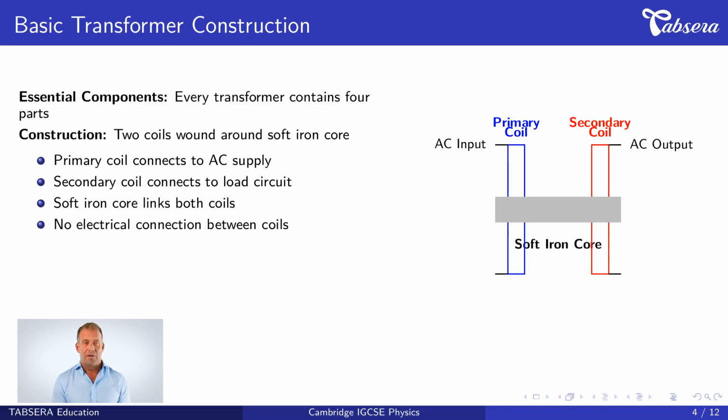The diagram illustrates this arrangement clearly. Notice how the coils surround the iron core, and the connections show input and output terminals. This construction is fundamental because it enables voltage transformation without direct electrical contact.